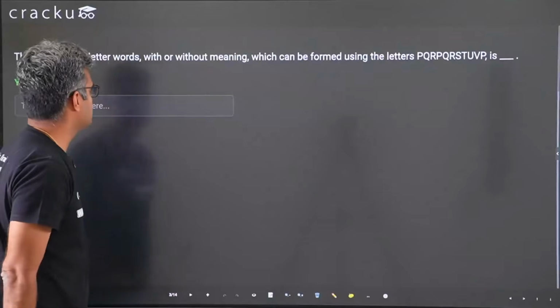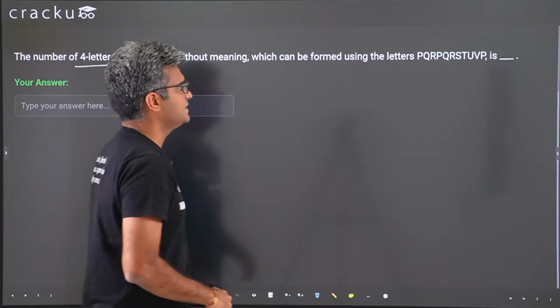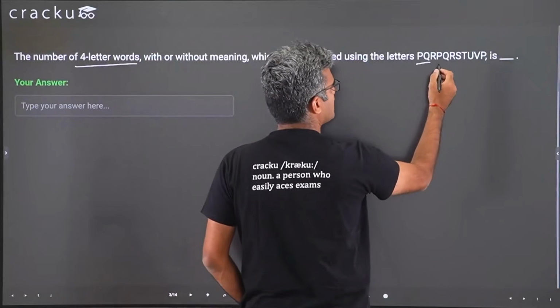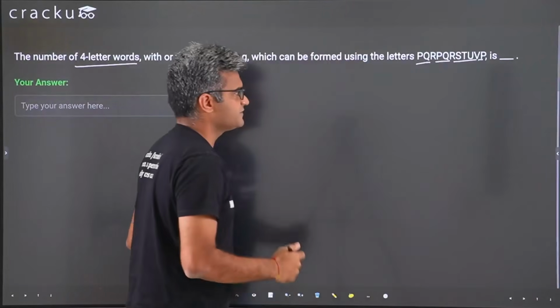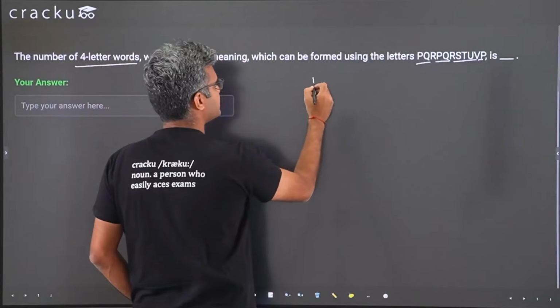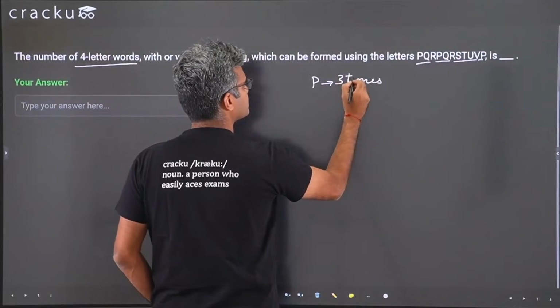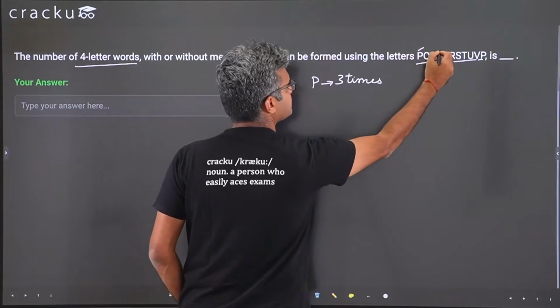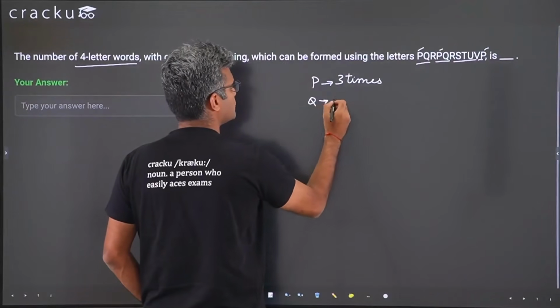In this question, we are asked to calculate the number of 4-letter words, with or without meaning, that can be formed from PPP, QQ, RR, S, T, U, V. If you look at the number of times each letter is repeated, P is repeated 3 times. This is P, P and P. Q is repeated 2 times.